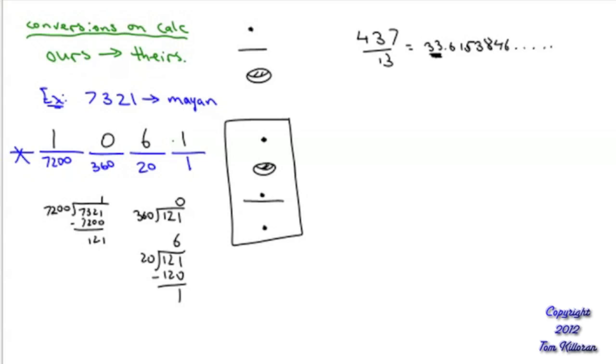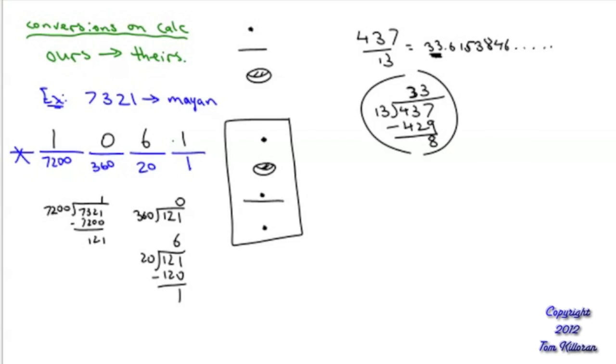So here's my next thing. If I do this longhand, I put 13 up here, then I have to go, well, not 13, 33. If I put 33 up here, what's 33 times 13? 33 times 13 equals 429. And then when I subtract it, I get a remainder of 8.